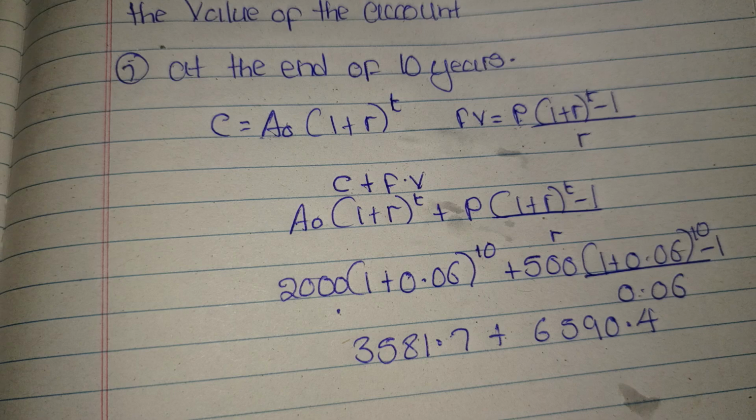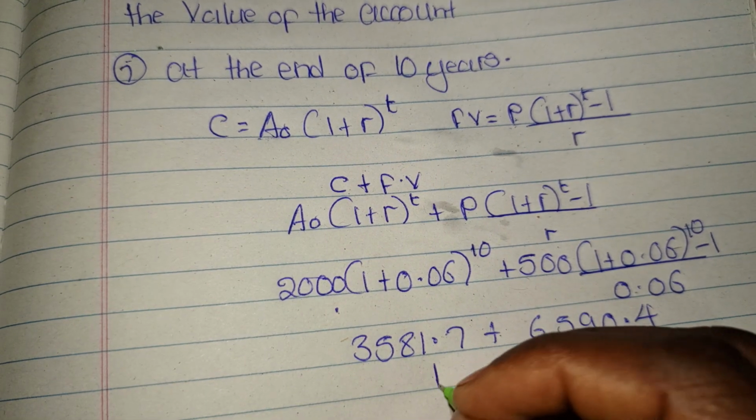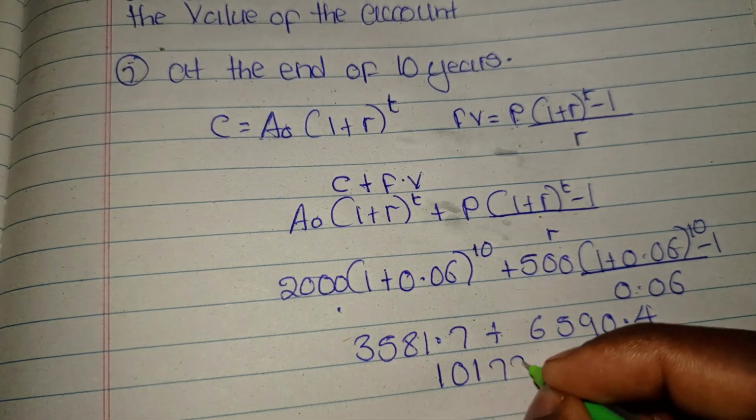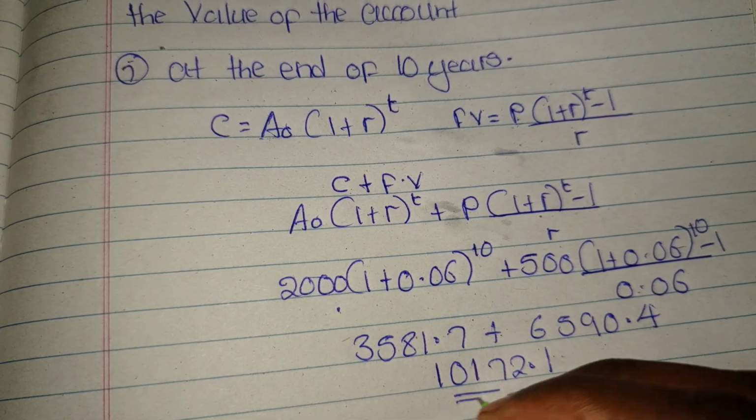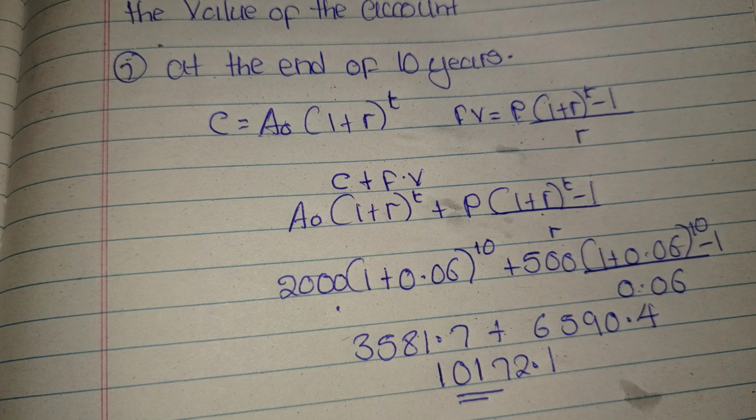Then from here, we just add the two figures, 6,590.4 plus 3,581.7. We are getting 10,172.1. So this is the amount that they will get after the period of 10 years.